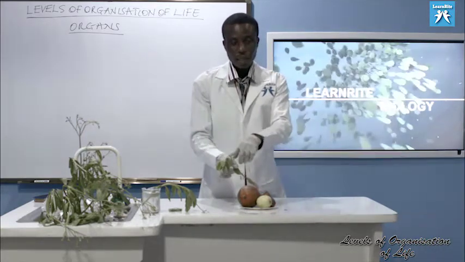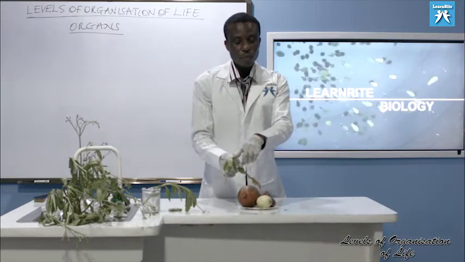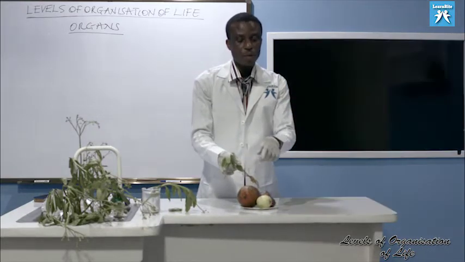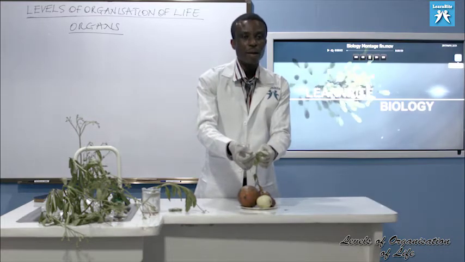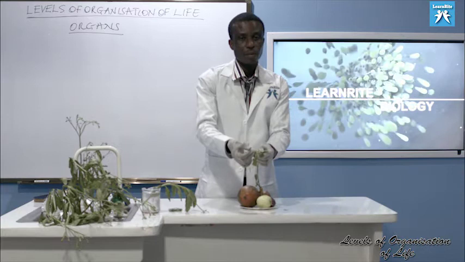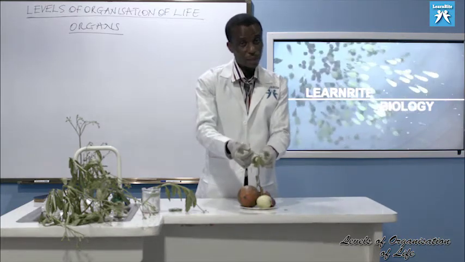So the leaf, the stem, the root. What about the flower? Flower is for sexual reproduction. Don't tell me pollination. It's for sexual reproduction.